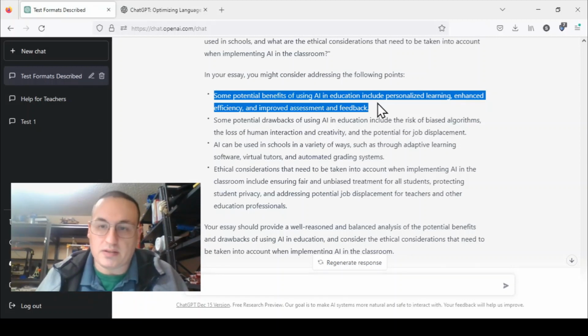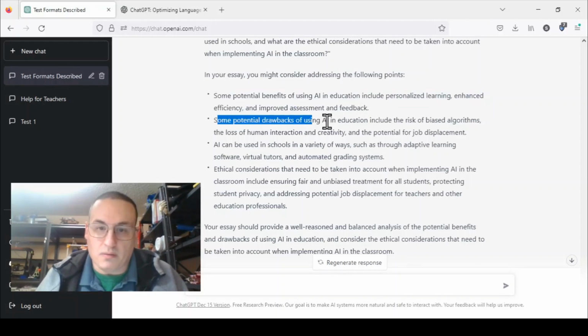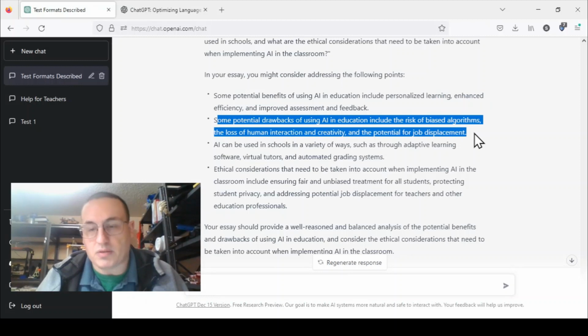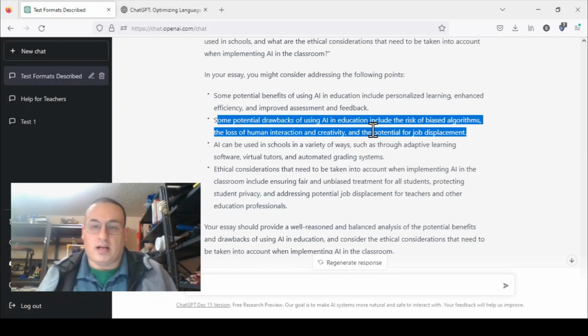So some potential benefits include personalized learning, enhanced efficiency, improved assessment and feedback. Drawbacks include biased algorithms, which can be an issue in this. I haven't seen much with that. And the loss of human interaction and creativity. Potential for job displacement. I actually think in terms of jobs, this is going to change a lot of fields, and this is going to enable a lot of work from home. Because instead of coming to an office to try and write copy or do anything like that, you'll be getting AI to prompt it and work through all the kind of more mundane tasks.